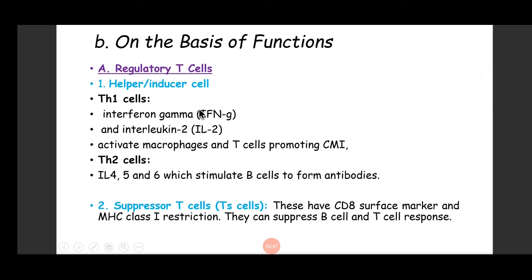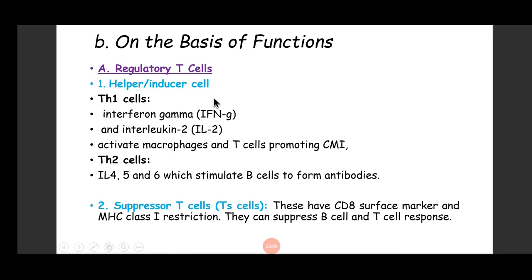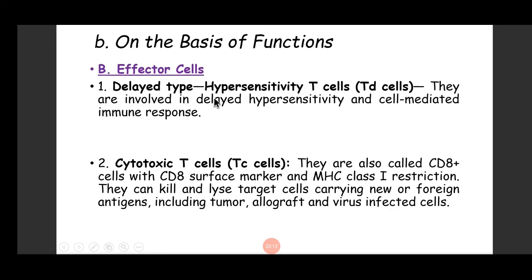CD4 cells because they have CD4 marker on their surface, and these cytotoxic T cells are also known as CD8 cells because they have CD8 surface marker. The cells with CD8 surface marker interact with MHC type 1 molecule, and the cells with CD4 marker interact with MHC2 molecules. This we are going to talk about just in a moment.